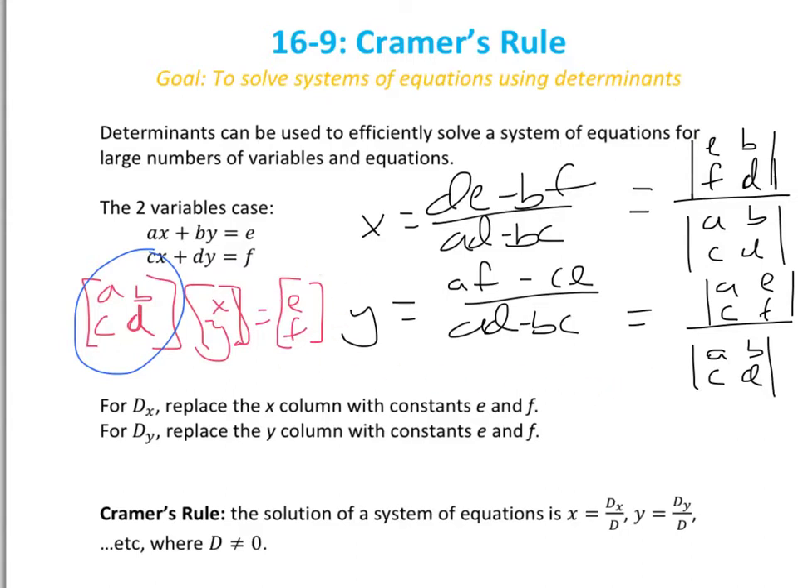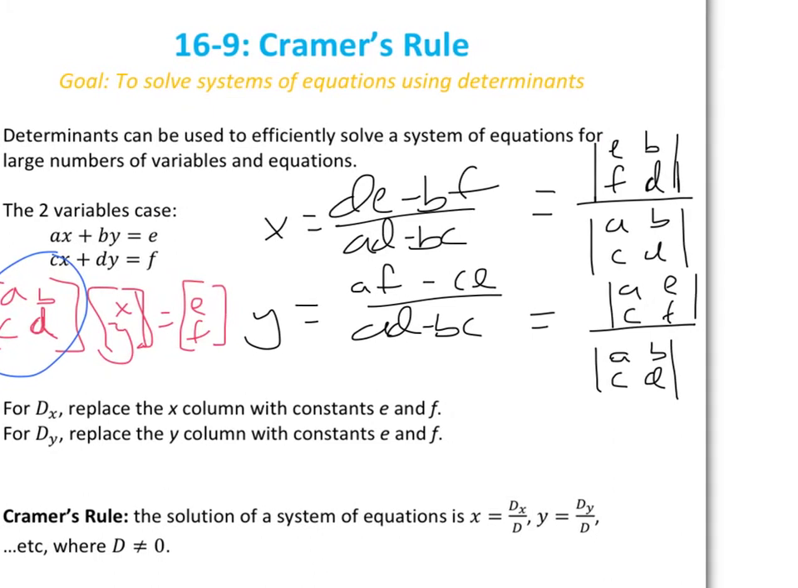And for the y one, you replace the y column on top with e and f, our constants again. I know that's very tough to see right now. However, we're going to name these so it makes it a little bit easier to see. We're going to name them dx is the top one. That's dx. And this one is dy. And the bottom one, the baseline, we're just going to call d. That's d, and that's d.